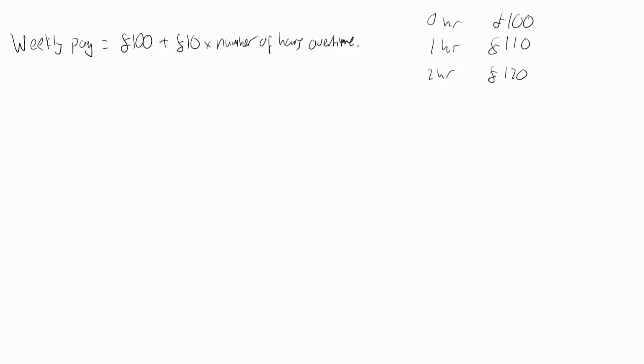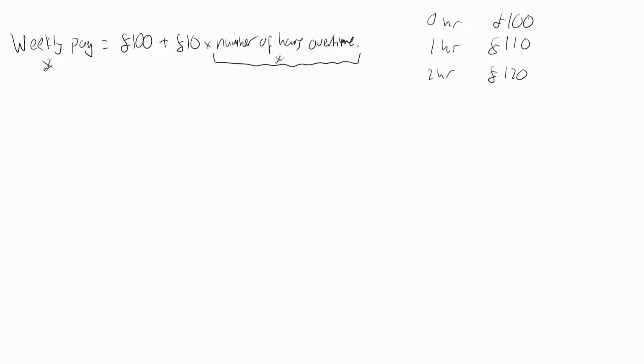So can you see that it changes based on the number of hours of overtime that we work? Right? We call this a variable, okay? So these two things here, the weekly pay and the number of hours overtime, are called variables because they vary. The word vary just means to change. So depending on how many hours of overtime we work, we get a different amount of weekly pay.